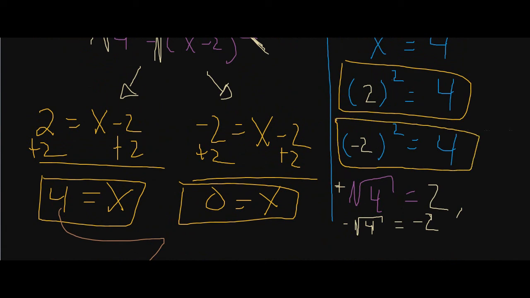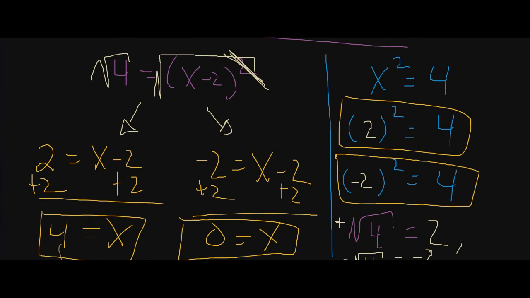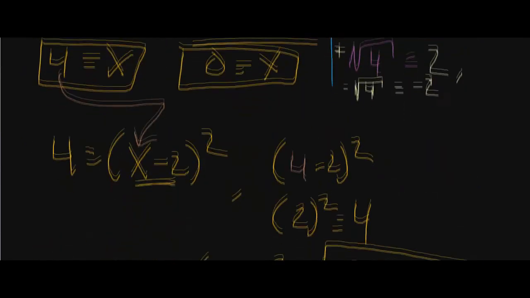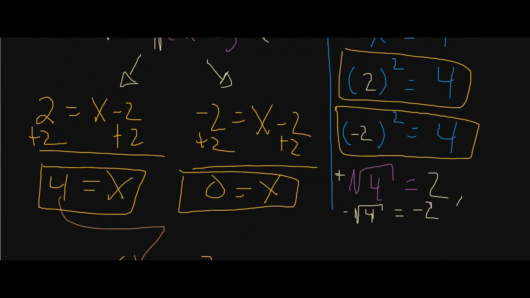So I hope this makes sense of why, when we take the square root, whatever number this is, we're going to put a positive. So square root of 4 is 2. So we're going to do 2 is equal to x minus 2. And then we're going to do negative 2 is equal to x minus 2. Hopefully this helps you understand how to do these problems right here and why we get 2 solutions.